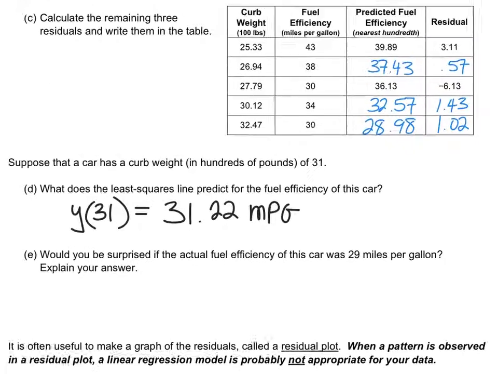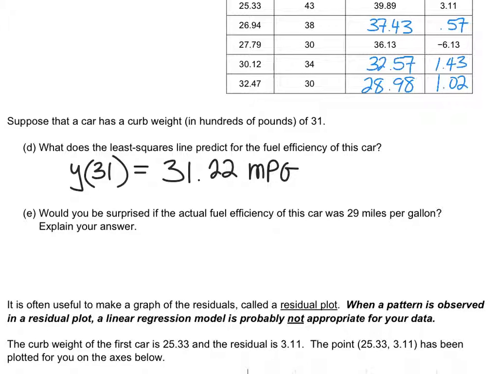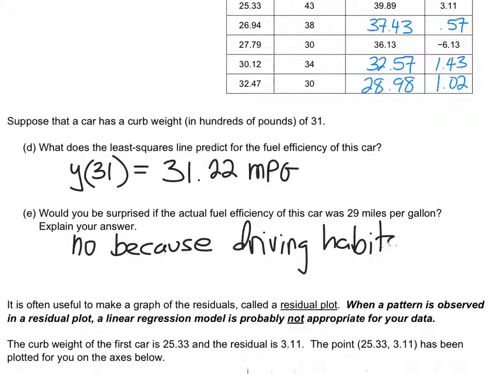All right. So then the follow-up question here would be, would you be surprised if the actual fuel efficiency of this car is 29 miles per gallon? So somebody got a car that has a curb weight of 31, so 3,100 pounds, right? And the fuel economy was supposed to be 31.22, but it turned out it was 29. Are you shocked? No. It has to do with just the context of the situation, because driving habits impact miles per gallon, MPG.